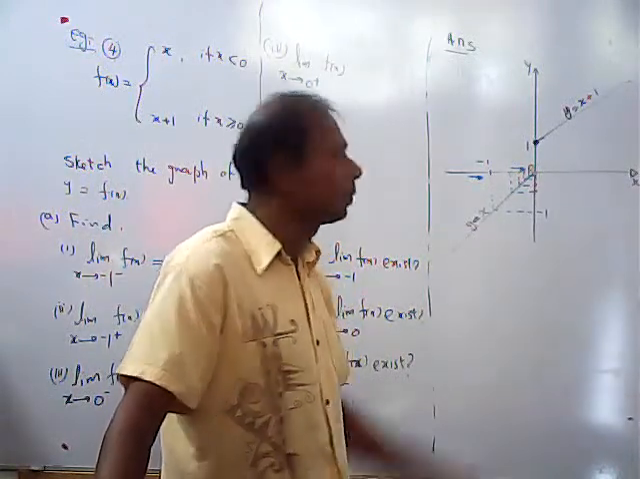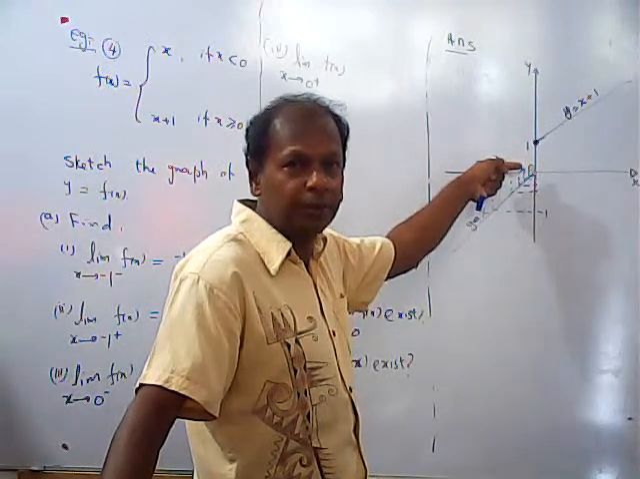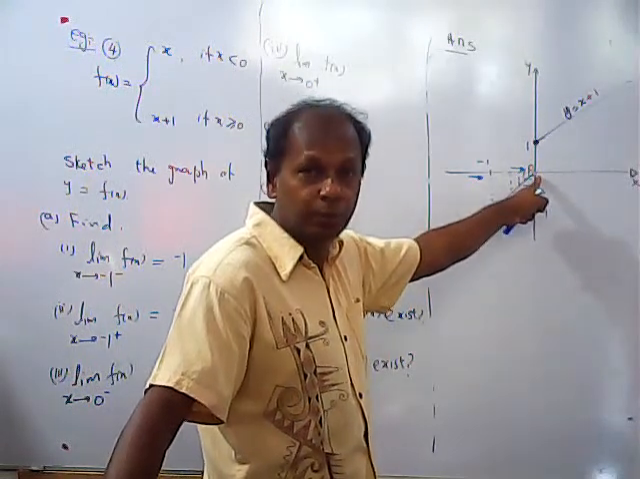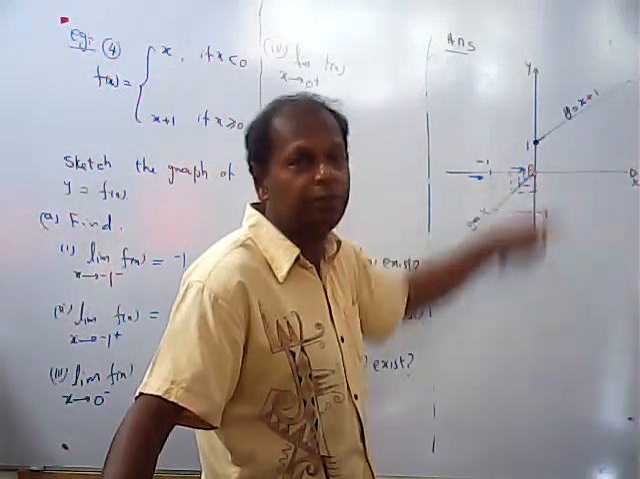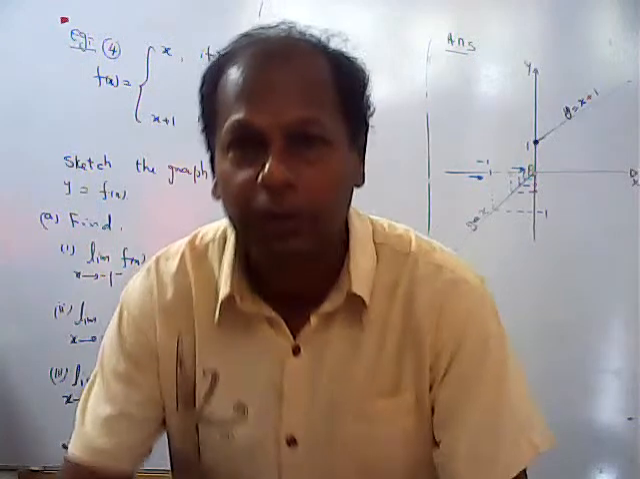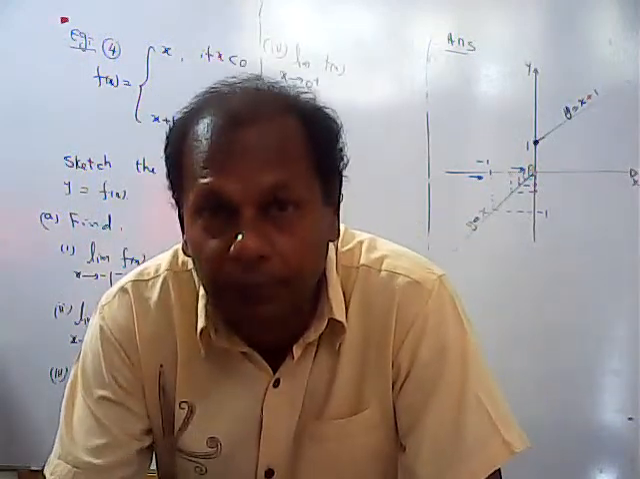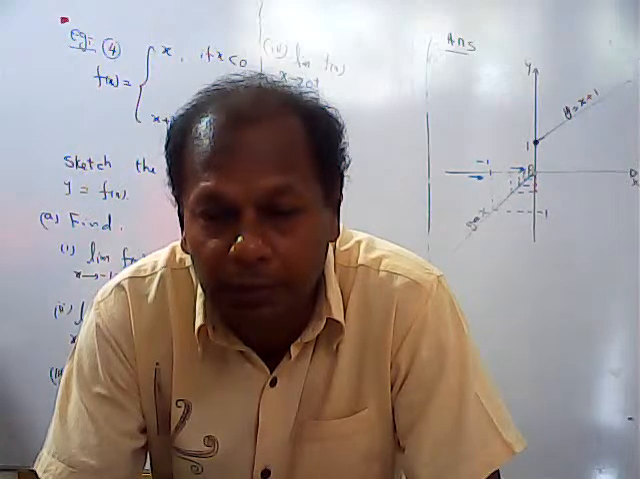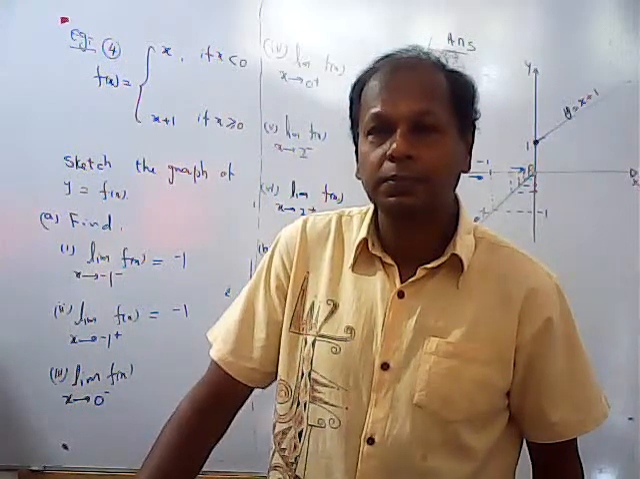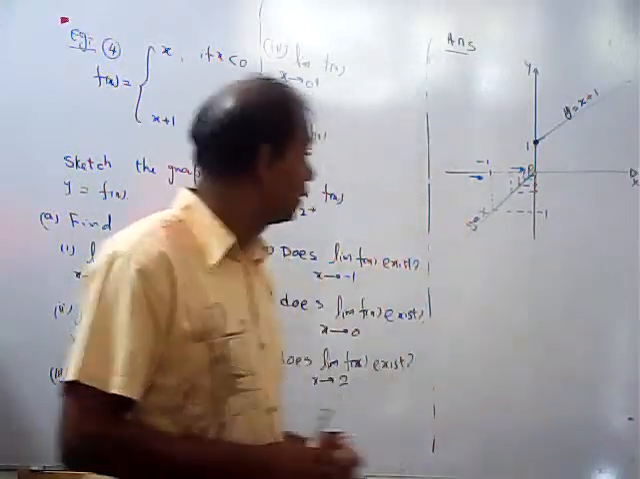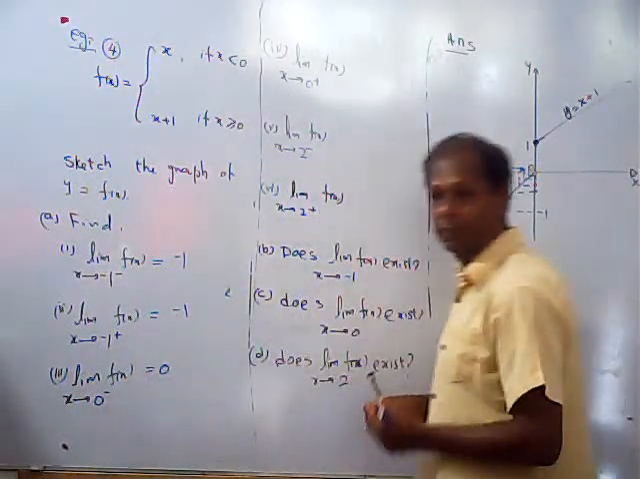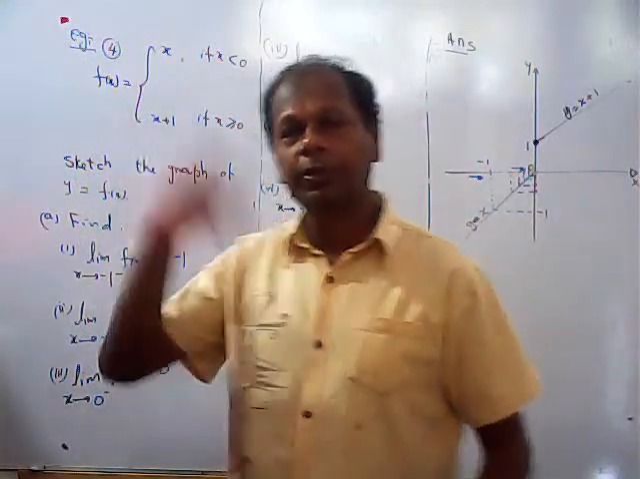So now the answer: you get closer to 0 from the left-hand side. X gets closer to 0 from the left-hand side. The y values are gradually getting closer to 0. So the left limit is 0. Okay, everybody, got that? So the left limit is 0, right? Then what about the right limit at 0?